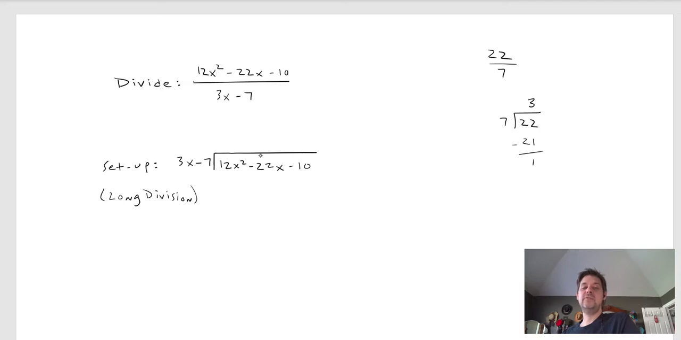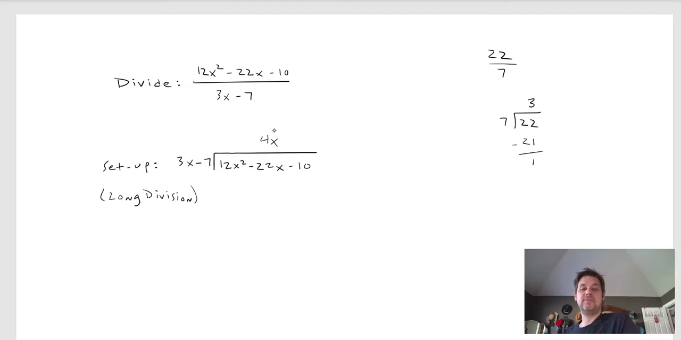I start by choosing something such that if I multiply it by 3x, I'll get an exact match with 12x squared. In that case, this would be 4x, because 4x times 3x is 12x squared. So I choose the 4x because I want something such that when I multiply by 3x, I'll get 12x squared. So I chose that.